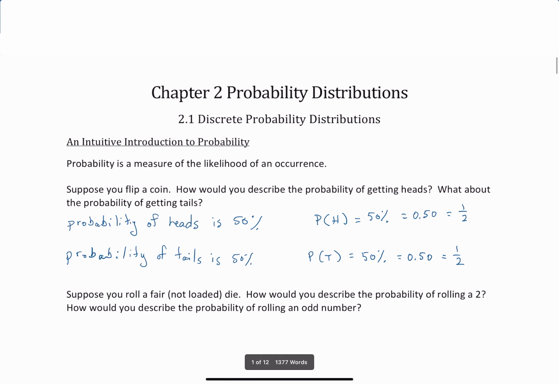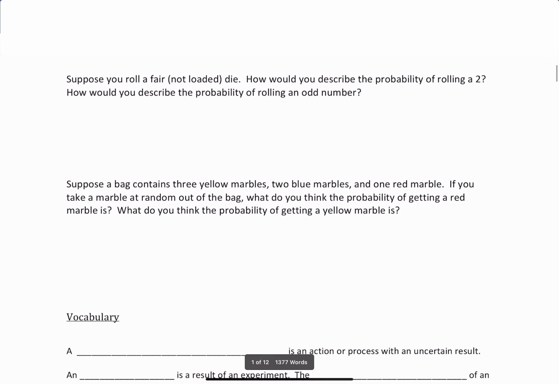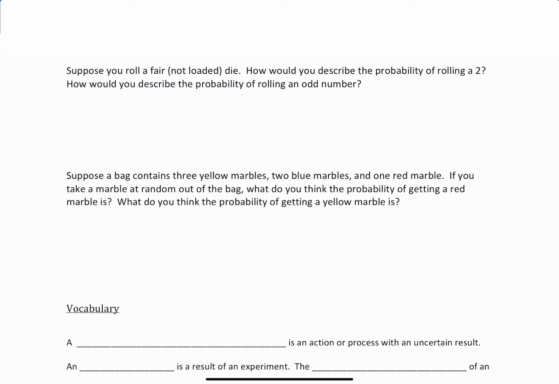Let's look at another situation. Suppose you roll a die. Die, by the way, is the singular of dice. So you have one die, two dice. And it's a fair die, meaning it's not loaded. Now, a die has 6 sides, and each side is labeled with dots. The number of dots ranges from 1 to 6. So if there's 1 dot, we're going to call that just the number 1. If there's 2 dots, we'll call that the number 2. 3 dots is the number 3, etc.